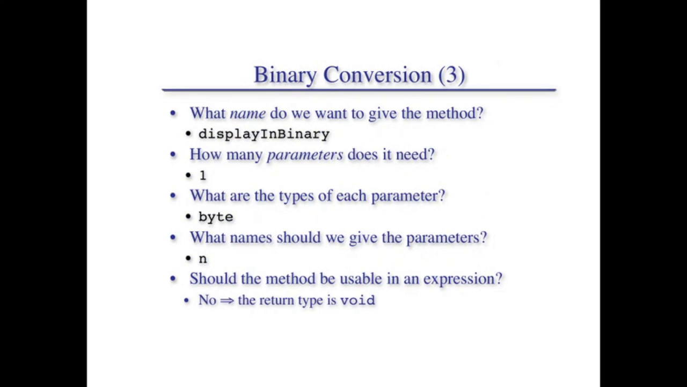As I said, what name can you give to this method? It can be given a name like display in binary, no problem. How many parameters does it need? We want to convert a decimal into a binary, so it needs a single parameter. What is the type of the parameter? Byte is a type, and we have given byte as the type for the argument. What name should be given to the parameter? I will give a name, suppose n. It is up to you, whatever name you want to give.